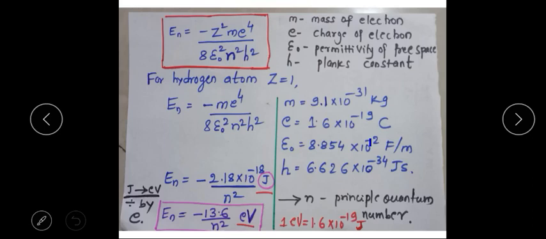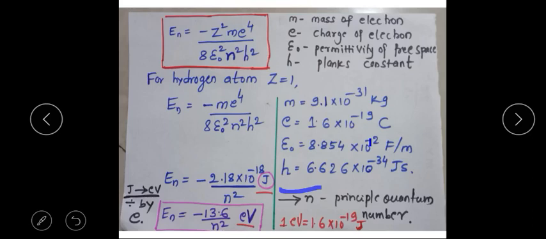Here n is the principal quantum number, and the energy is expressed in joule. Now I am going to convert it to electron volt, since atomic energies are expressed in electron volt. What is an electron volt? It is another unit of energy used in atomic and nuclear physics.